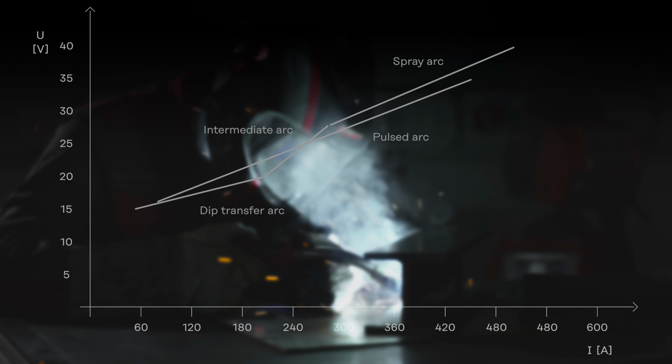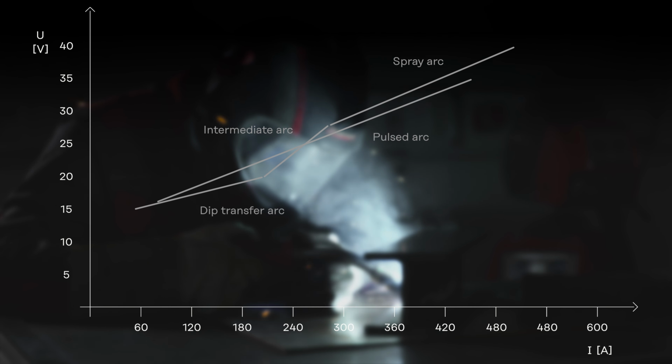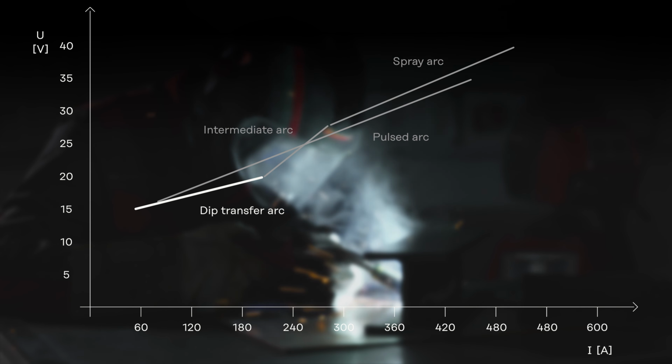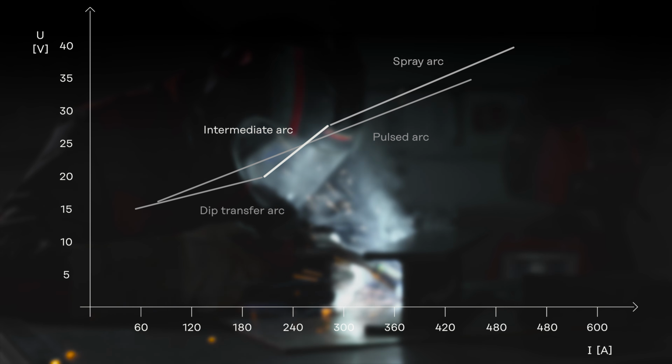In this video, I'll show you the four most common arc types used in welding. These are the dip transfer arc, the intermediate arc, the spray arc, and the pulsed arc.